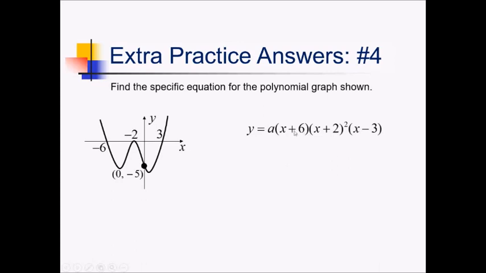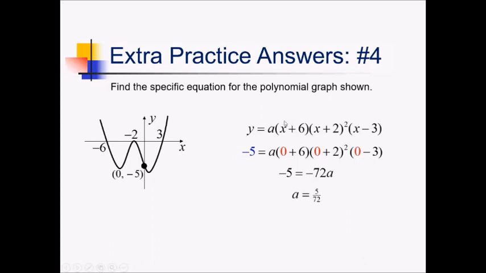All right, so I've got a rough form for this polynomial. I still need to figure out that a value, though. To get that, I'm going to plug in the point that they gave me down here, (0, negative 5). So I've got negative 5 for a y value, and y is negative 5 when x is 0. So I've got a times (0 plus 6), (0 plus 2) squared, and (0 minus 3). Cleaning up the right side, we've got 6 times 2 squared, which is 4, so that's 24, times negative 3 is going to be negative 72, so that's negative 72a. And then dividing to get a by itself, we've got 5 over 72 for the a value.